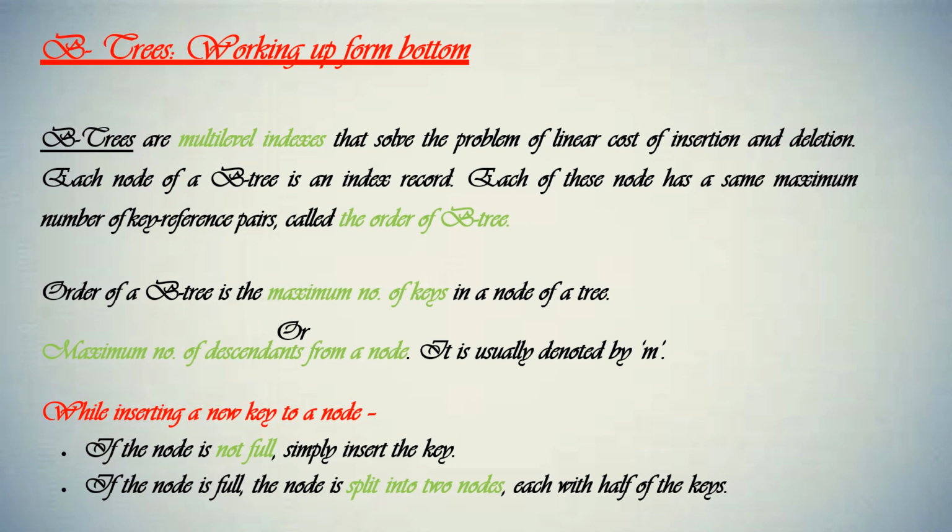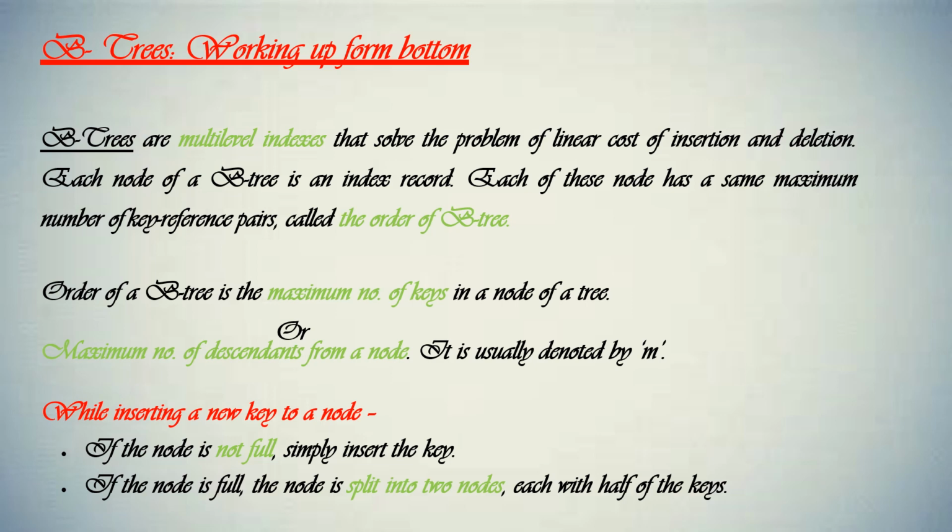B trees, working up from the bottom. B trees are multi-level indexes that solve the problem of linear cost of insertion and deletion. Each node of a B tree is an index record. Each of these nodes has the same maximum number of key reference pairs, called the order of the B tree.